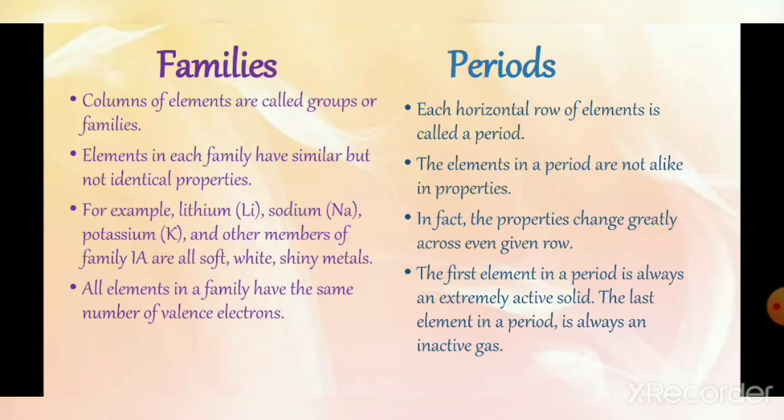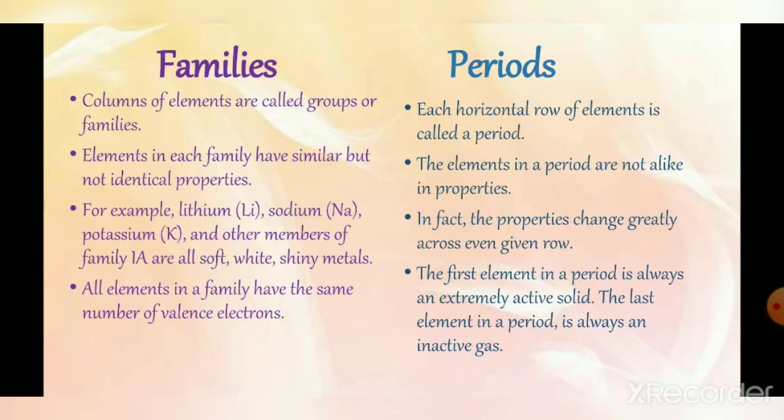Columns of elements are called groups, or we can say families. Each horizontal row of elements is called a period. And in our modern periodic table we have seen there are 18 groups and 7 periods. Elements in each family have similar but not identical properties. Different scientists checked their properties, and according to their similar properties, they gave places to the elements in the given periodic table.